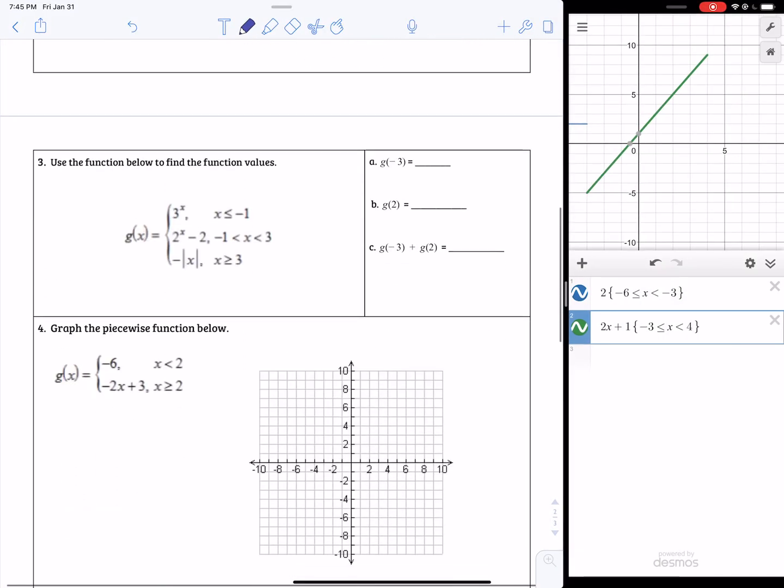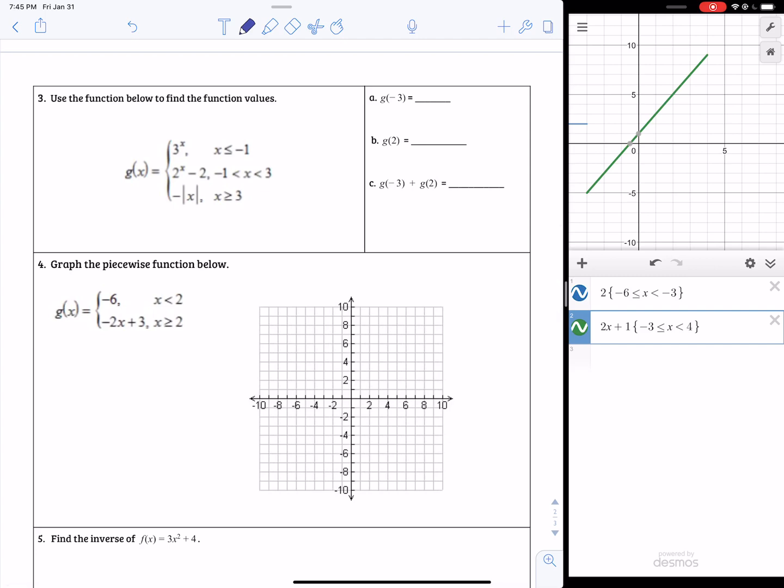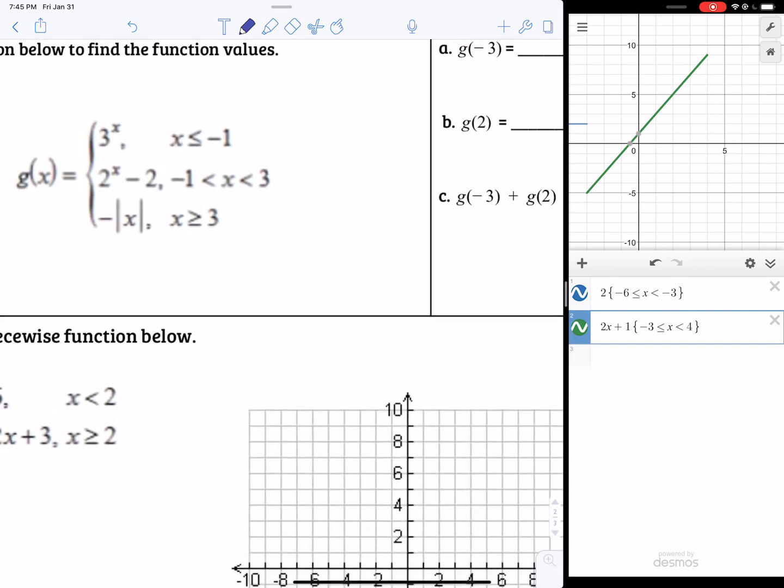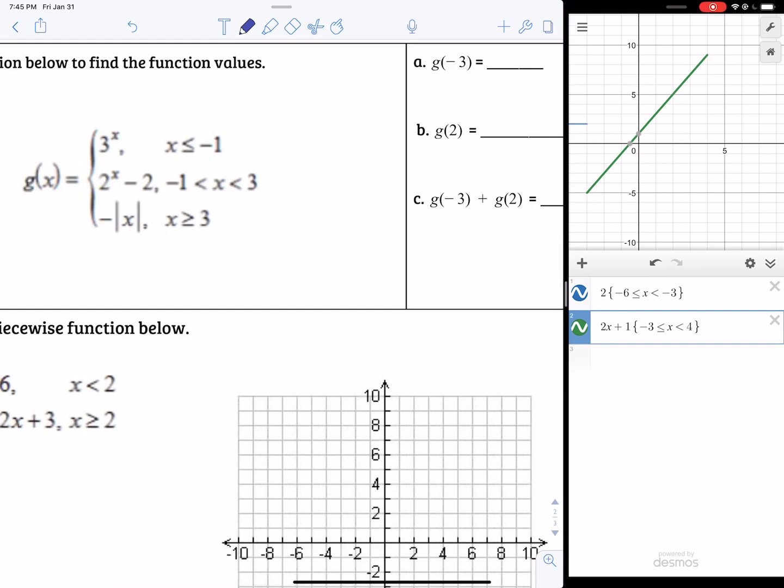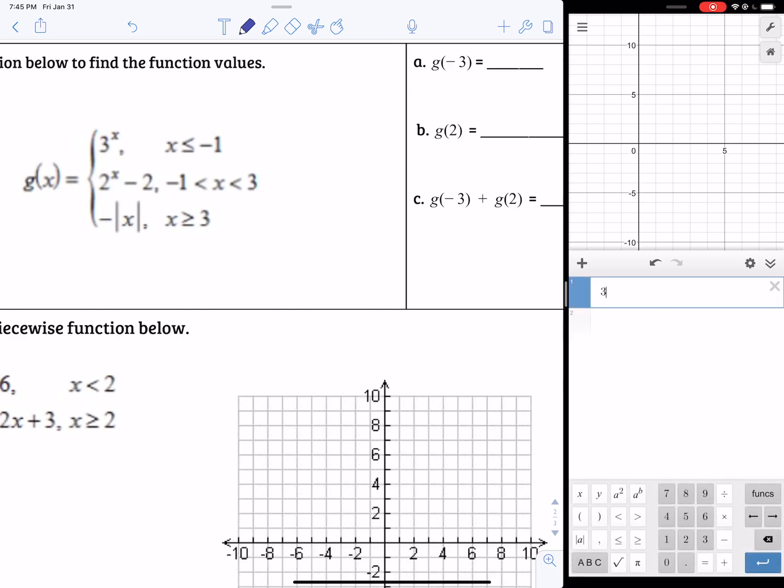So let's take a look at number 3. Number 3 says use the function below to find the function values. Now you can do this one of two ways. You can either type this into Desmos and pick out the values, or you can substitute them where they belong in the domain of the function. So let's first type it in so we can look at it that way.